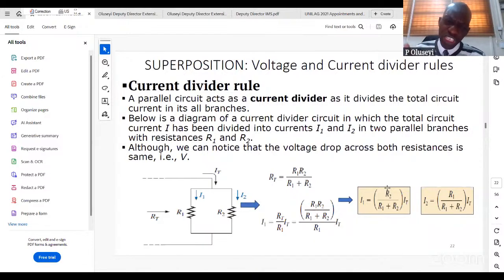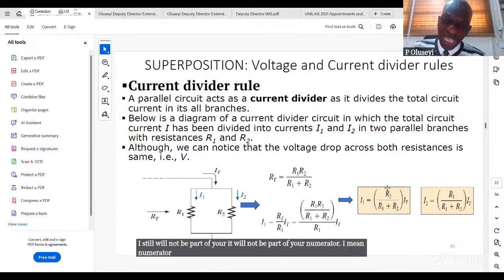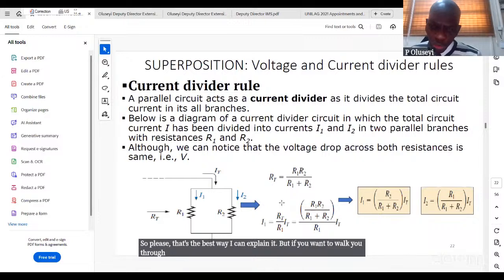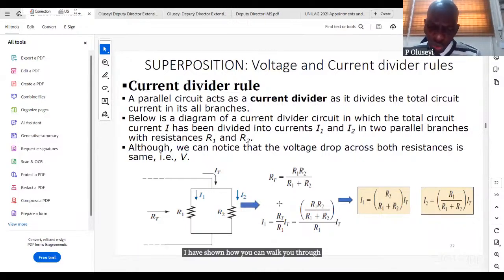R1 will not be part of the resistors. Let's assume you have 5 resistors in parallel. R1 will not be part of them. The 3 other resistors, you will multiply them together. R1 will not be part of it if you are considering I1. If you are considering I2, R2 will not be part of your numerator. Denominator, everything, you will add them together. So please, that's the best way I can explain it. But if you want to walk it through, I have shown how you can walk it through. It will make sense to you.